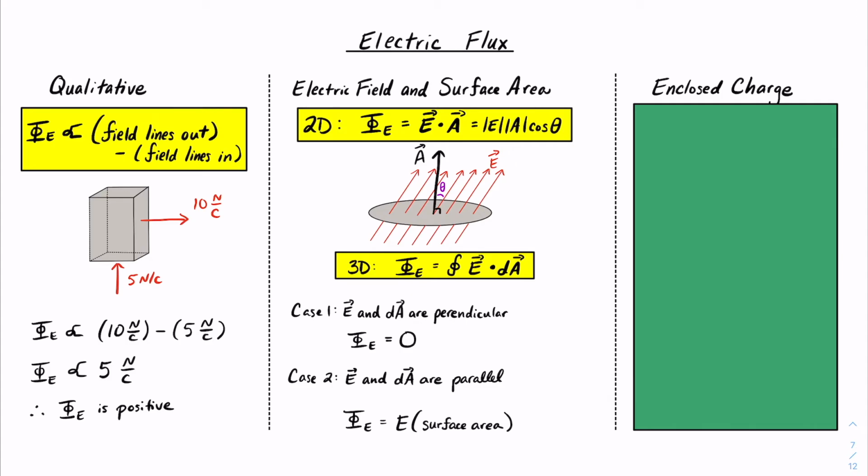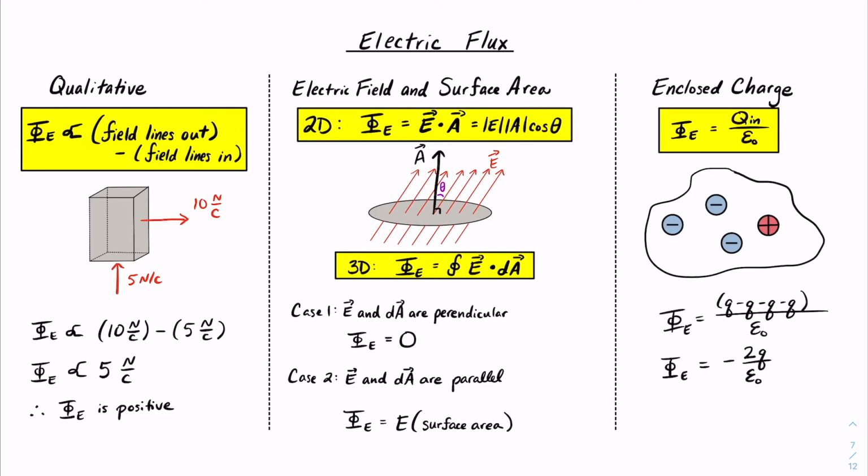The third way we can think about electric flux is in terms of enclosed charge, where the flux is equal to the charge enclosed by the surface divided by the constant epsilon naught. So for example, if this is our surface and we have these 4 charges inside it, then the charge inside is simply the sum of these charges. There's 3 negatives and 1 positive for a net total of negative 2 charge. So our flux is simply negative 2q over epsilon naught.